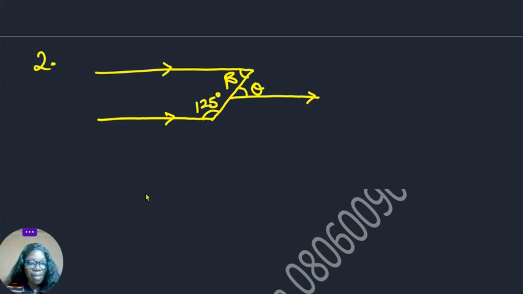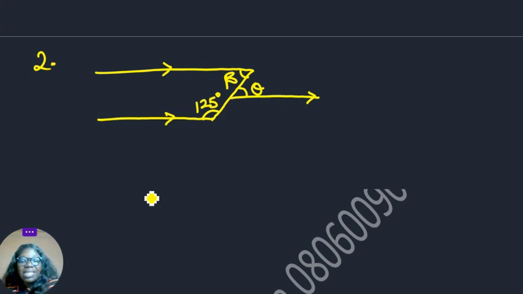I have 125 degrees right here. And outside here, do I have another angle? No, I don't think I have another angle. Okay. So what is the value of theta and beta? Now, sometimes you may need to find a particular angle first before you are able to find the angle that you have been given. I hope you understand that.